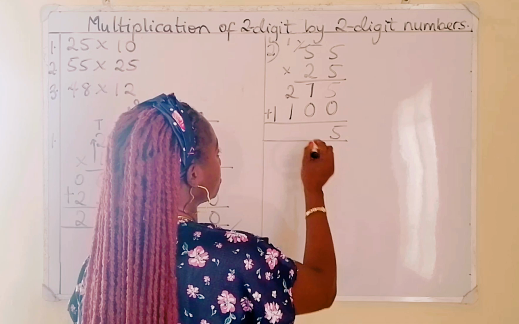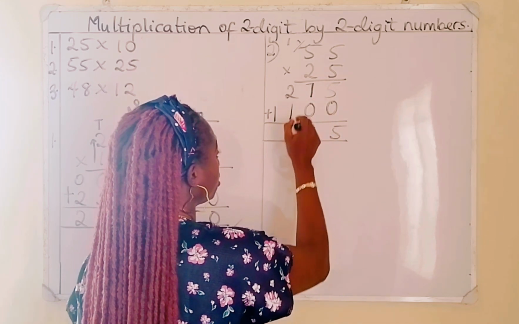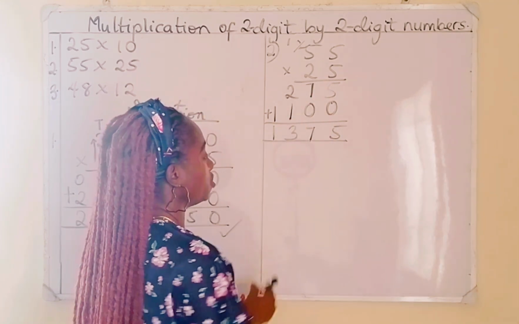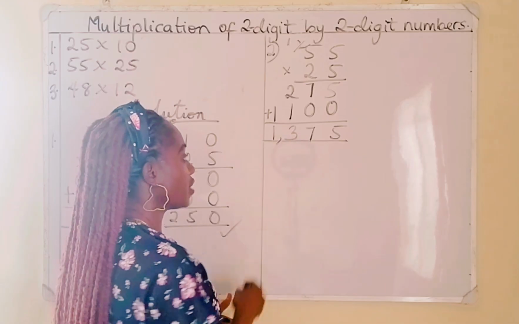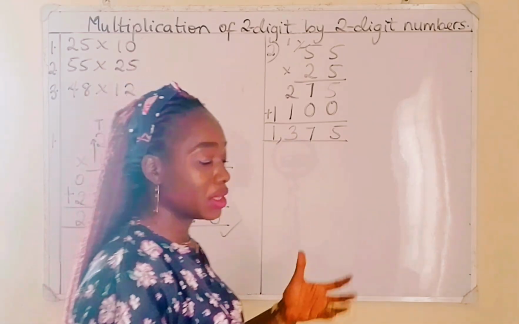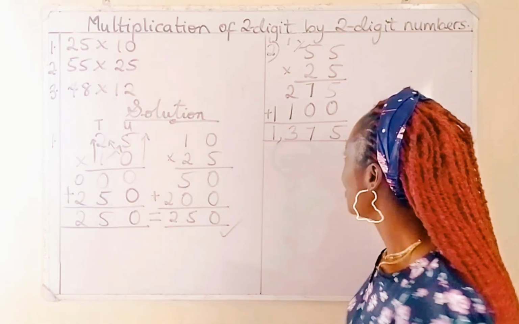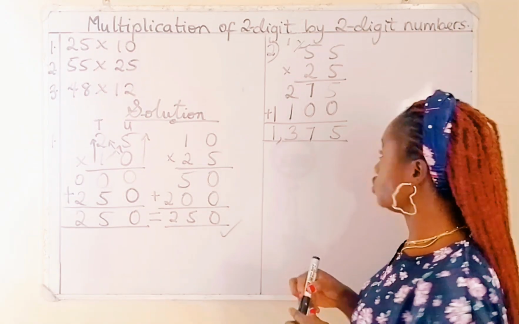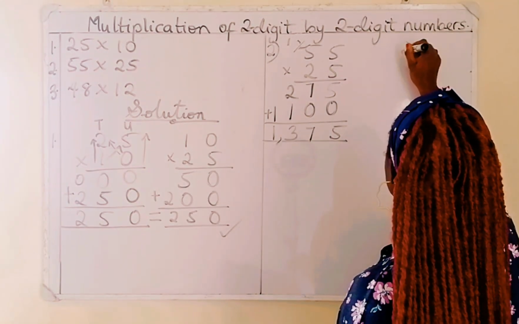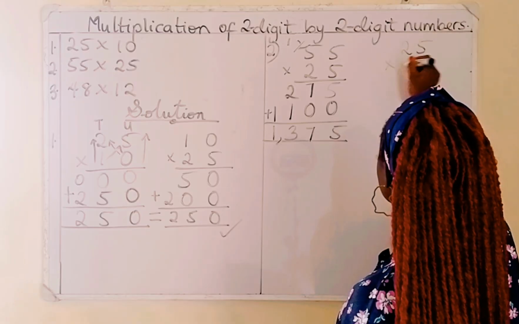5 plus 0 is 5. 7 plus 0 is 7. 2 plus 1 is 3. And 1 plus 0 is 1. And this is 1,375. Now we're going to check if what we've done here is correct. We're going to flip the question, and this becomes 25 times 55.